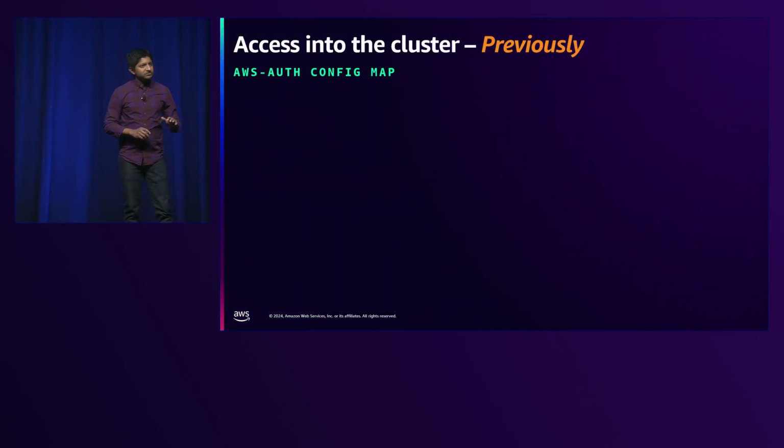When we launched EKS, we wanted to offer a Kubernetes native way for authenticating into the cluster. So what we did is we have this config map called AWS auth, where you can define the mapping of IAM principals to Kubernetes permissions. Now, this approach had some trade-offs. On one hand, it was good because you can use IAM. You don't need to maintain a separate identity provider. You get all the benefits of IAM, like multi-factor authentication, the auditing with CloudTrail logs, and so on.